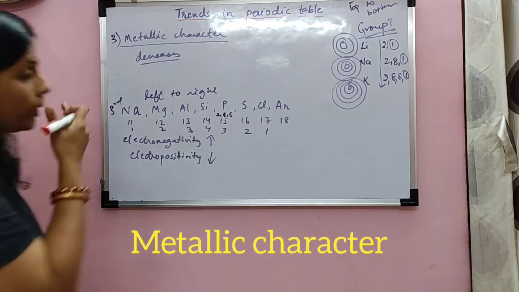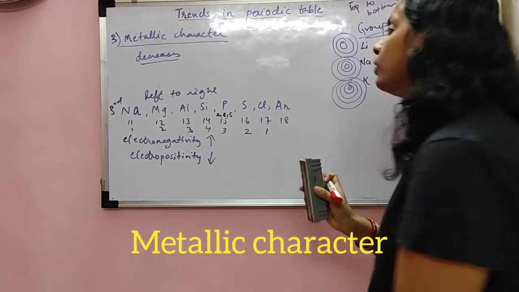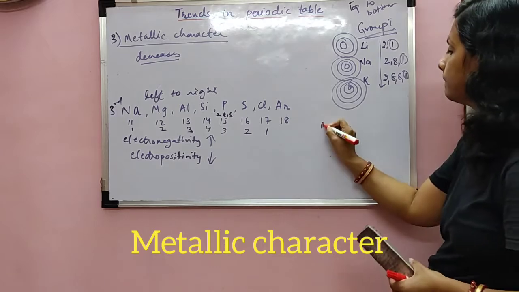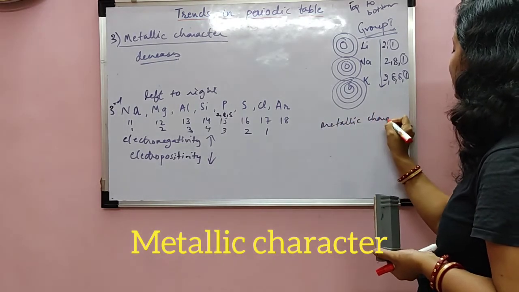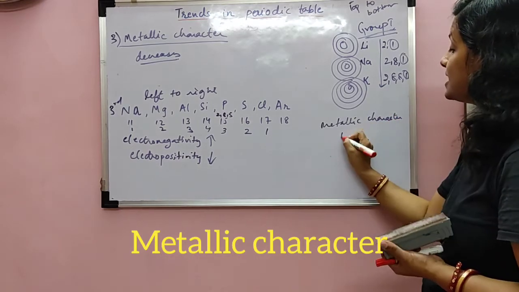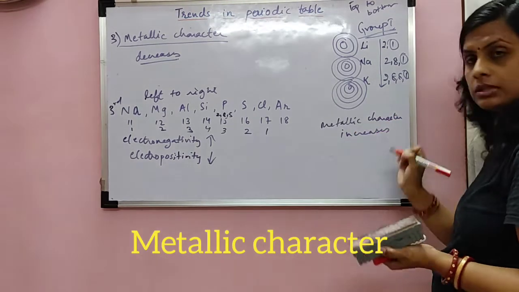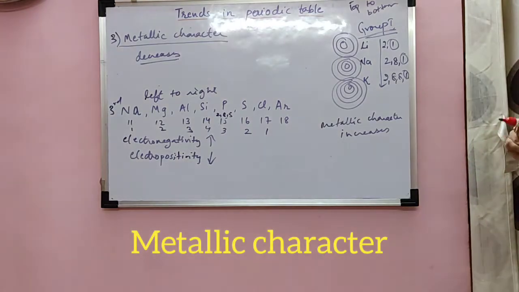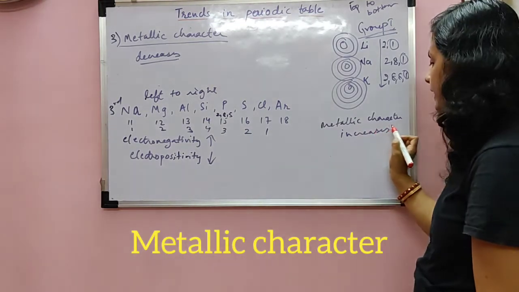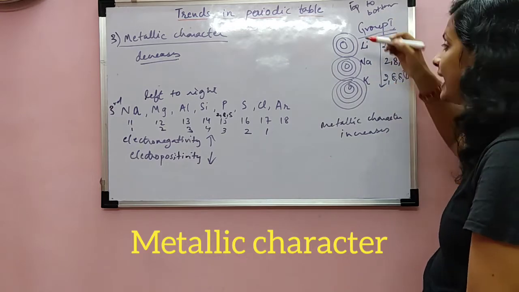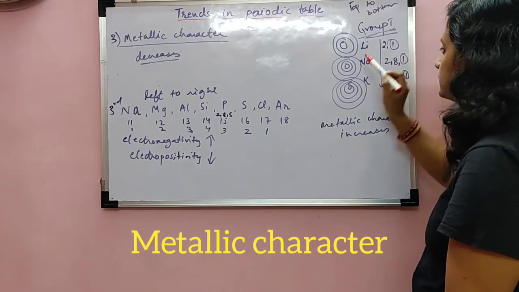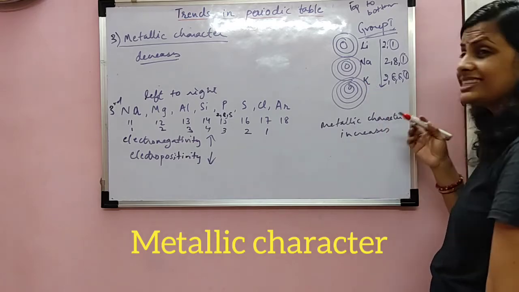So let us see what is happening in a group. What happens to the metallic character in a group when we move from top to bottom? The metallic character increases in a group. Why does it increase? The reason is, as we are moving down, an extra shell is added. Here 2 shells, here 3 shells, here 4 shells.